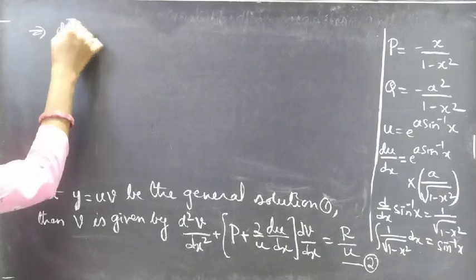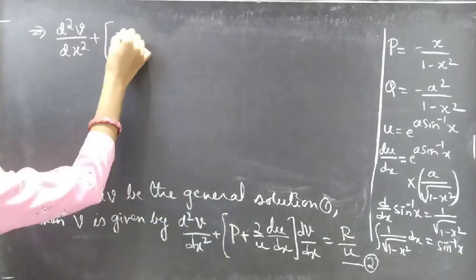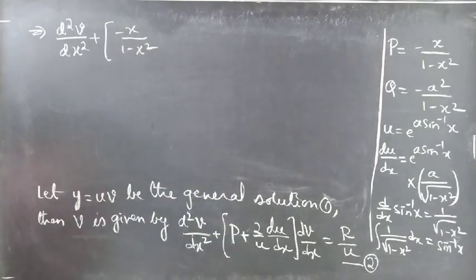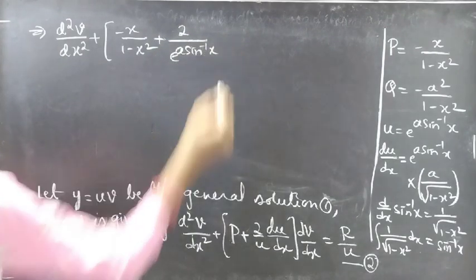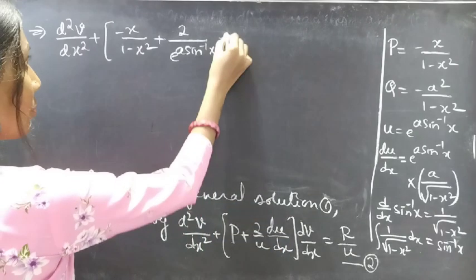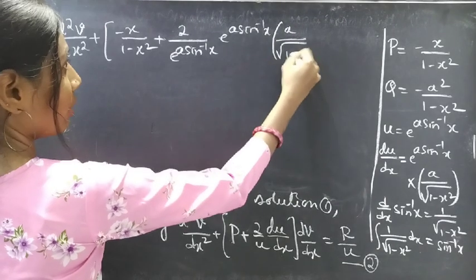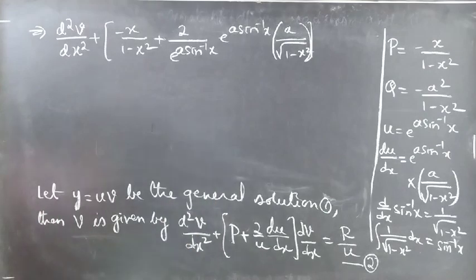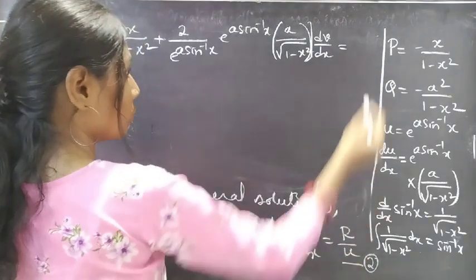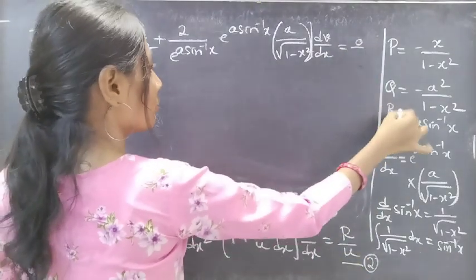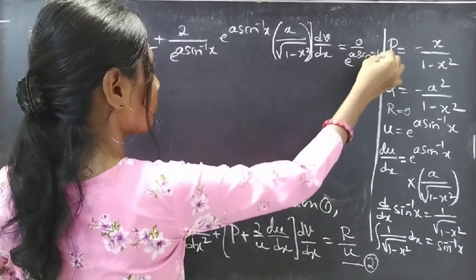Then d square v by dx square plus p. We're having p equal to minus x by 1 minus x square, plus 2 by u, u is e power a sine inverse x, into du by dx. We're having du by dx as e power a sine inverse x into a by square root of 1 minus x square, into dv by dx equal to r by u. r is 0, right? And u is e power a sine inverse x.